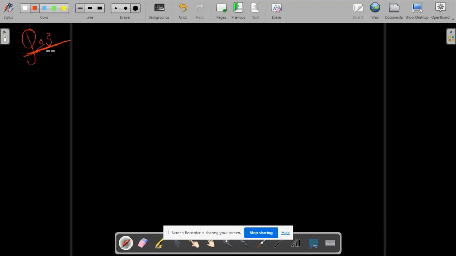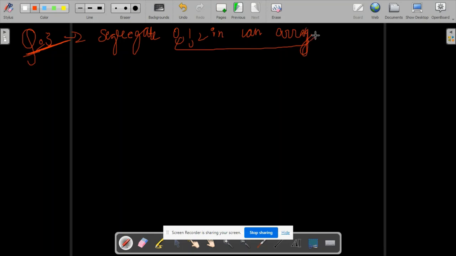Today, we have done the first question where we reversed the array using one pointer only, optimizing it, and then the second question where we checked whether an array possesses palindromic properties or not. This is the third: segregate 0, 1, 2 in an array. Segregate 0, 1, and 2 in the array.